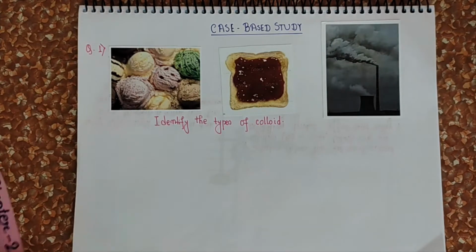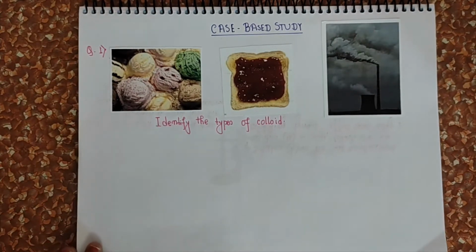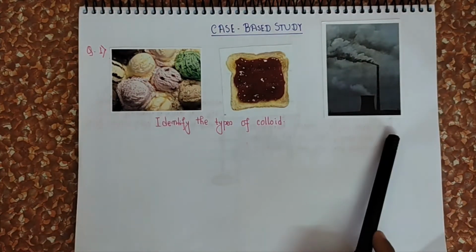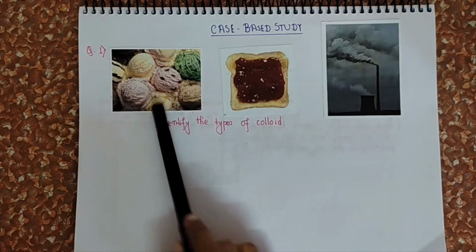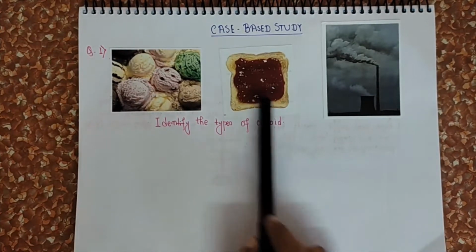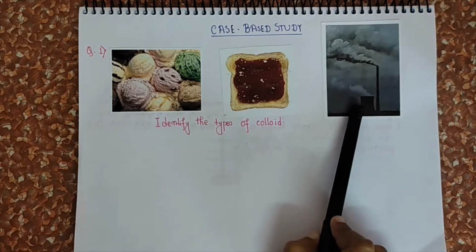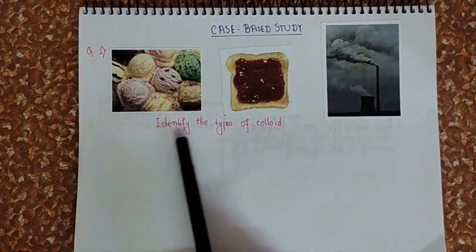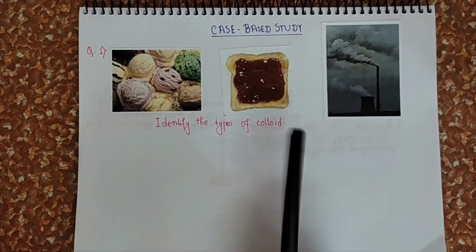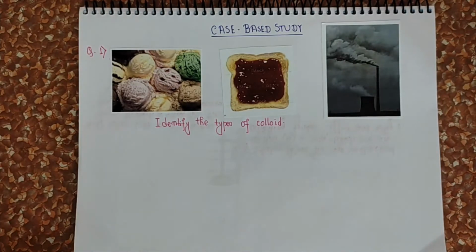So here, this is the first question. As you can see, three pictures are there. This one is the ice cream, this one is the jelly over the bread, and this is the smoke. Okay, so the question is: identify the types of colloid. Now, what are the types of colloid?